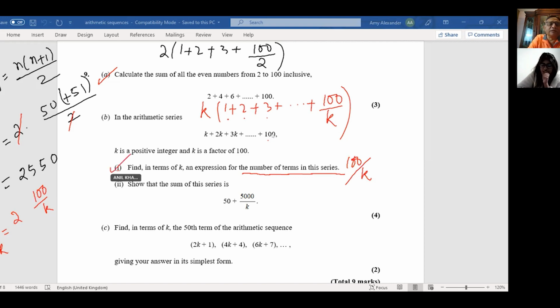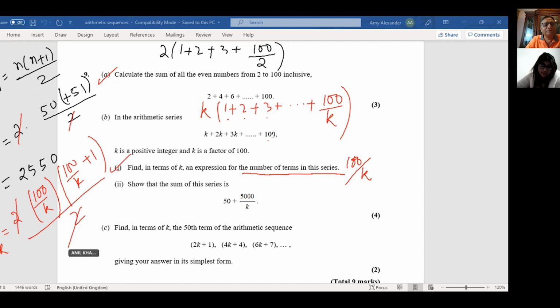Now part B. So we did this. Part B is show that the sum of the series is 50 plus 5,000 over k. I was doing part B directly. Okay, so that's funny. So we know that the number of terms are 100 over k, correct? Applying the formula. So first term, 100 over k number of terms, then 100 over k plus 1. Plus correct? 1. And everything divided by 2, right? So this 2 and 2 cancel, correct? Wait, so how did you know it was 2 on the outside? Yeah, that is the formula, right? Sum of series. You said this is your formula, correct? Sum of n numbers. 2 over. Yeah, because these are n numbers, right? Natural numbers. 1, 2, 3, 100 over.